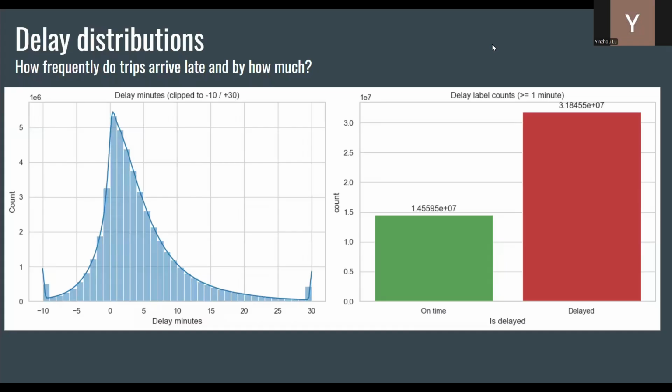Hi everyone, my name is Yinzhou, and I did the data visualization part and the logistic regression model. I paired the MBTA bus arrival data with hourly weather to see when trips run late and to build a quick baseline model, which is the logistic regression model.